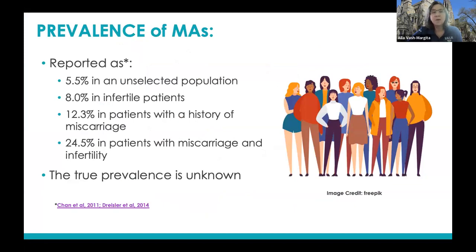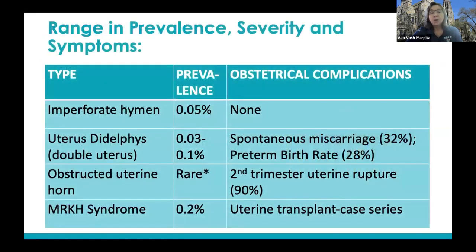So what about prevalence of Mullerian anomalies? People may think it's not common, but it is quite common. In an unselected population, we don't really know the true prevalence of Mullerian anomalies. From what we know in published studies, in an unselected population, Mullerian anomalies occur in about 5.5%. If you move to a different population of patients, namely with history of infertility, that number goes to 8%. If you combine history of infertility and miscarriage, that number goes up to 25%. But like I said, true prevalence is not known and more work needs to be done. Next slide.